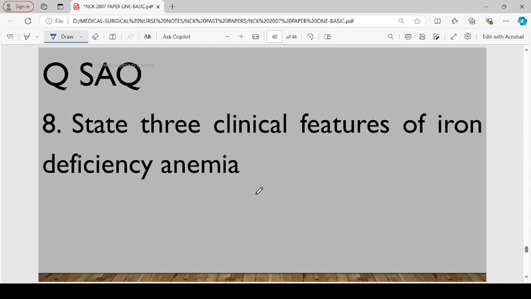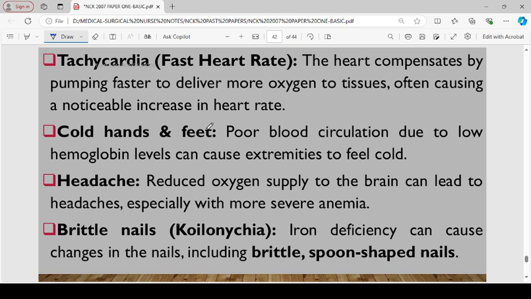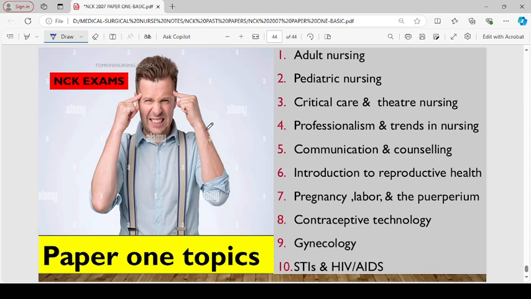Number six, clinical features of iron deficiency anemia. Alright. Fatigue, pallor, shortness of breath, dizziness. Those are some of the signs of anemia. Tachycardia, cold feet, headache, brittle nails. We also have inflammation of the tongue, pica, restless leg syndrome, angular cheilitis, cognitive and behavioral changes, heart murmurs, exertional chest pain. All these are some of the signs and symptoms of anemia.